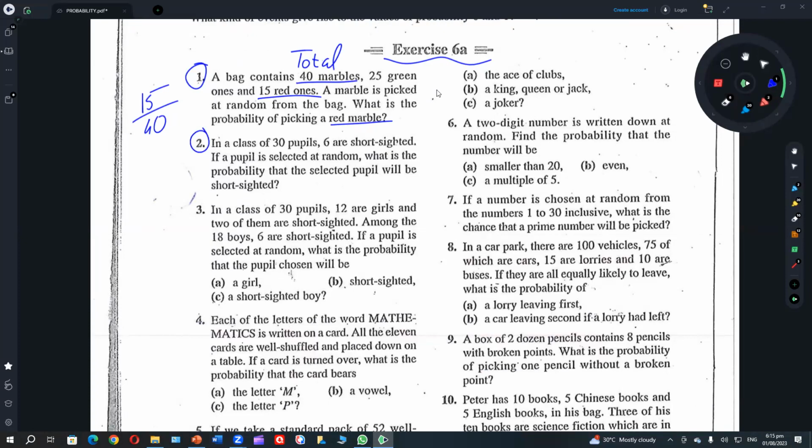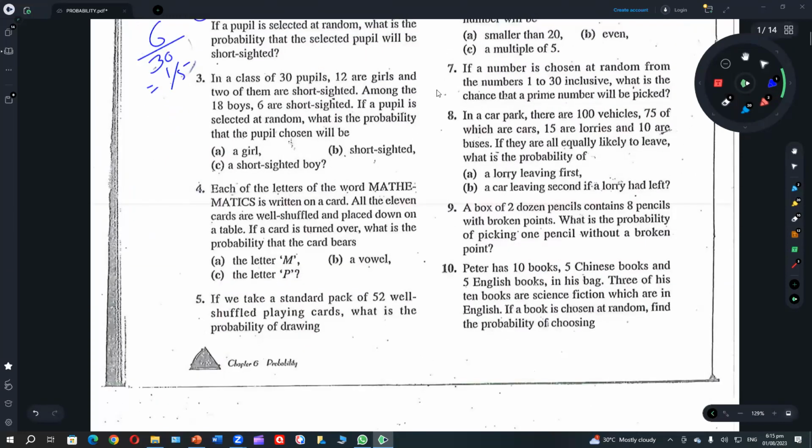Now see question number 2. 6 over 30. See question number 4. 2 over 11.